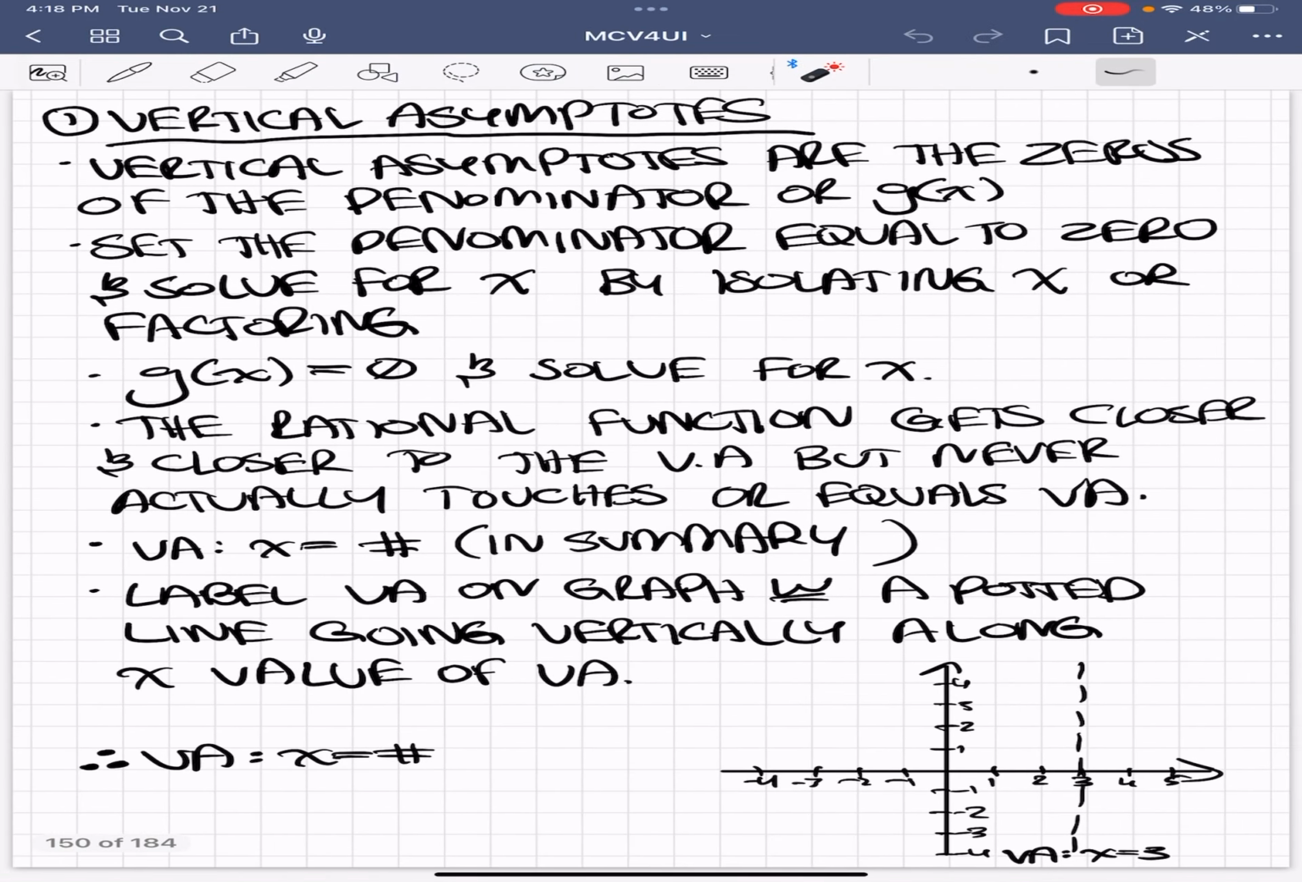Moving on. So vertical asymptotes are the zeros of the denominator, or g of x. So we set the denominator equal to 0 and solve for x by isolating x or factoring. So g of x equals 0 and solve for x. And the rational function gets closer and closer to the VA, but never actually touches or equals the VA. The VA is x equals a number, and that's going to be in our summary as well. Label the VA on graph with a dotted line going vertically along the x value of the VA. And don't forget your therefore statement. And this is what a possible VA looks like.